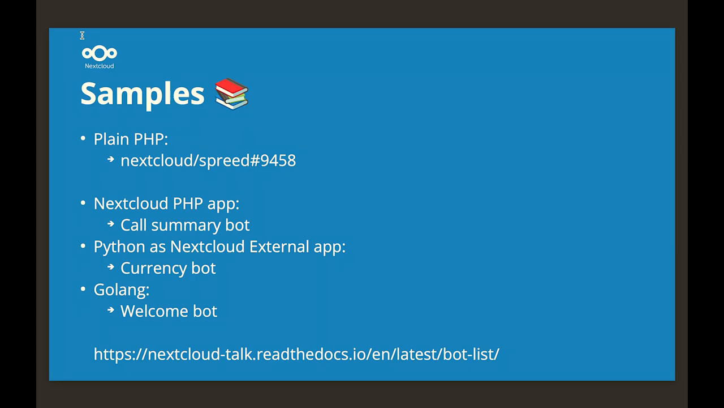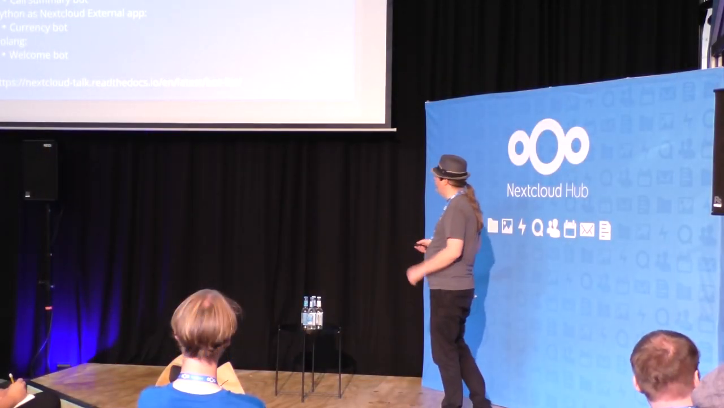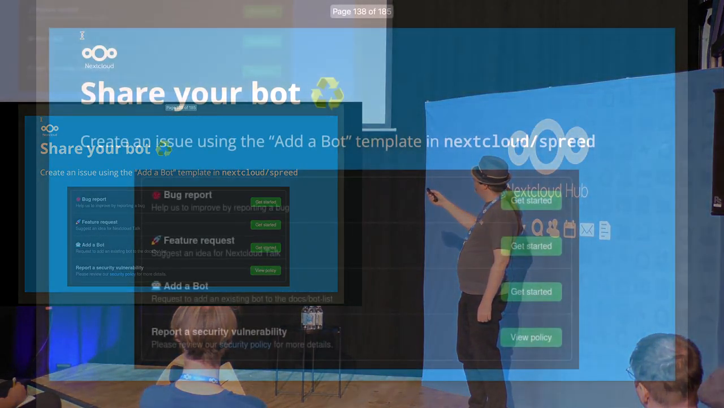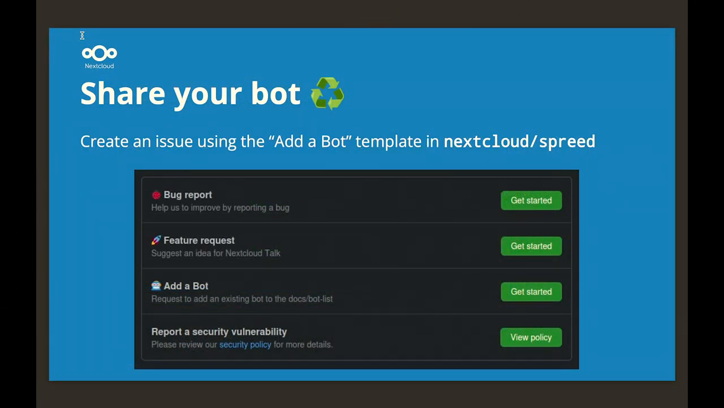Now, the last thing is, when you've created a bot and you would like other people to use it, which you don't have to want, but if you do, we have a list of bots that administrators can install. And if you go to the Spreed repo, there is an add-bot template where you can request your bot to be added to the bot list so that administrators can install your bot with one command on the command line. So definitely worth doing if you've created a really cool bot that other people can and should use.